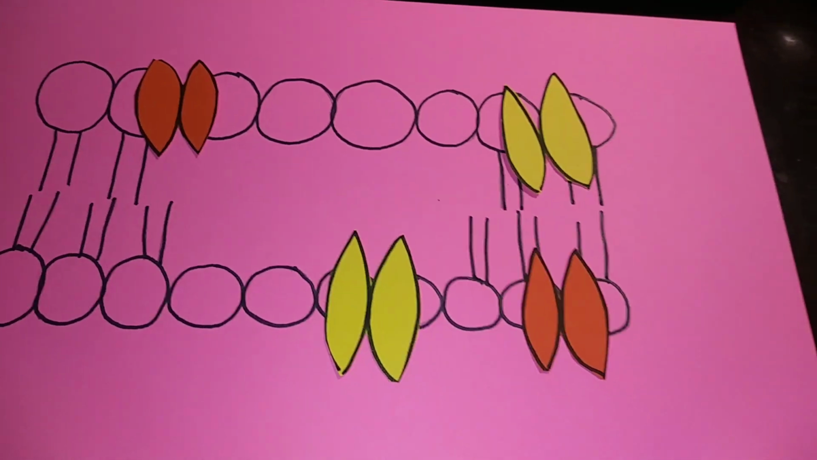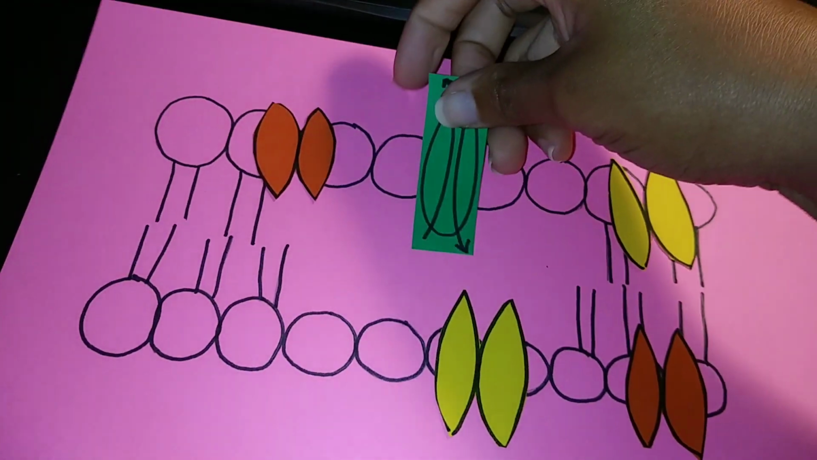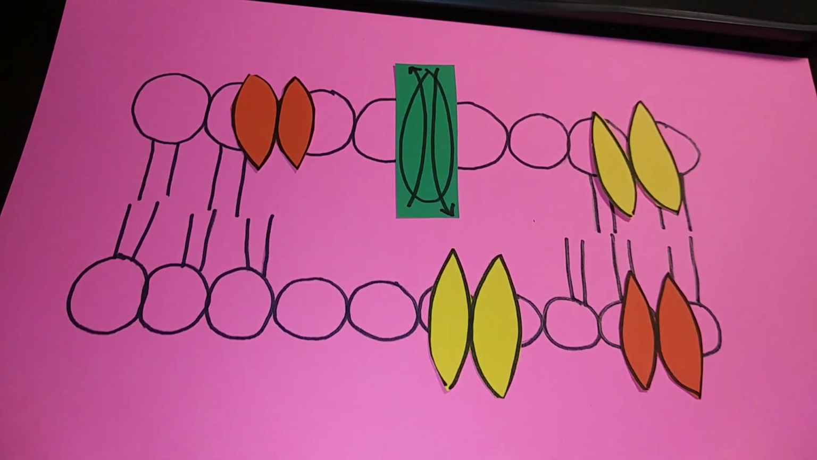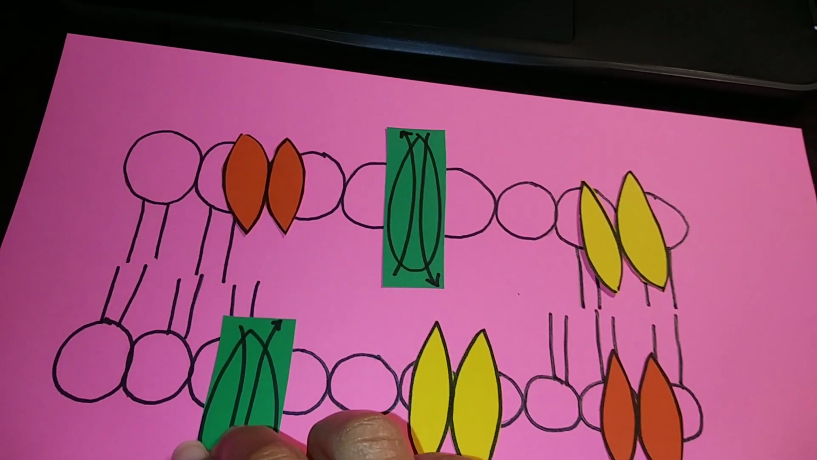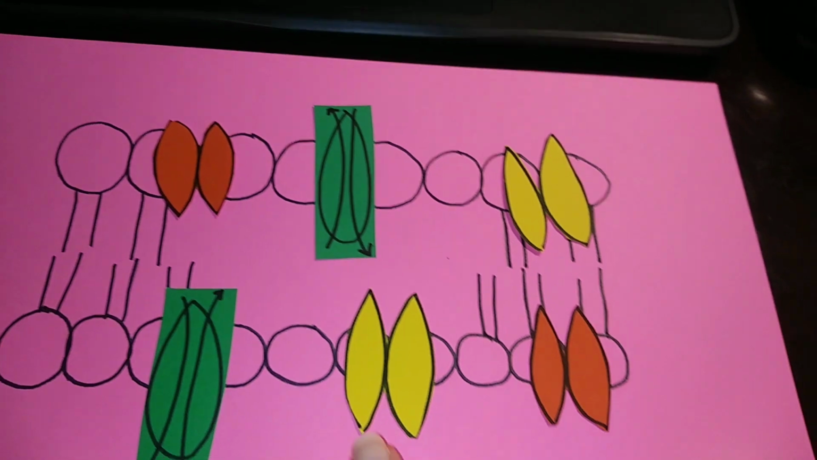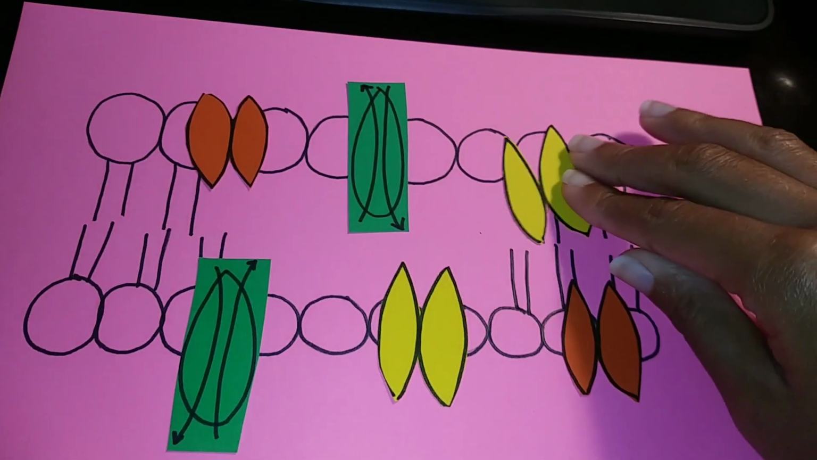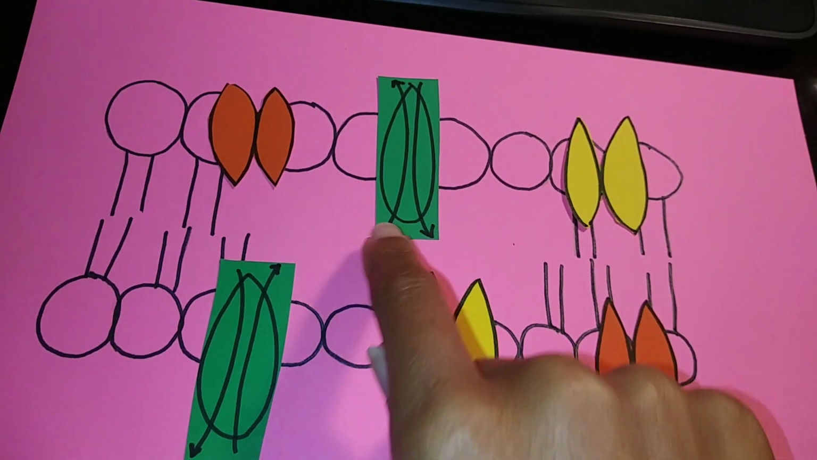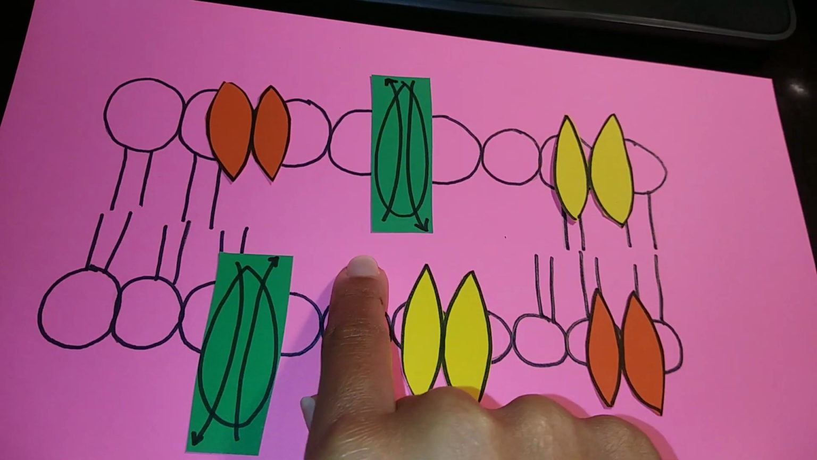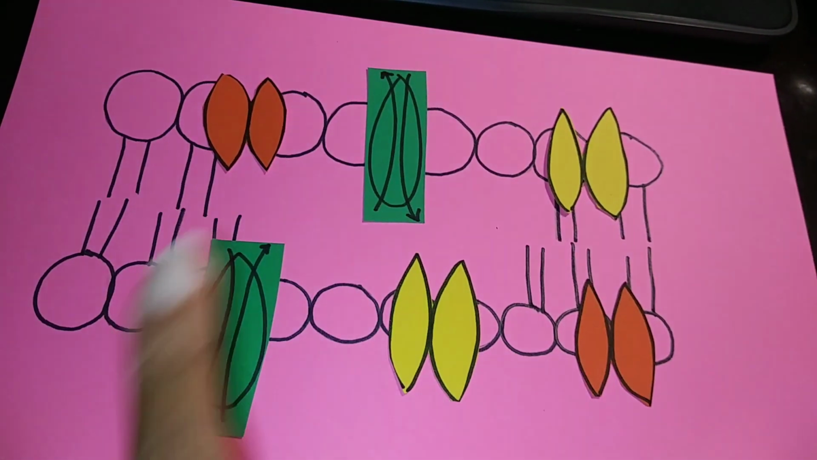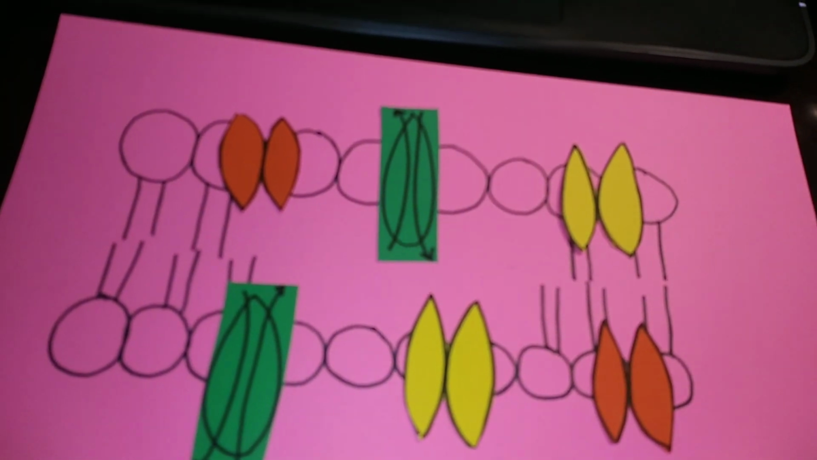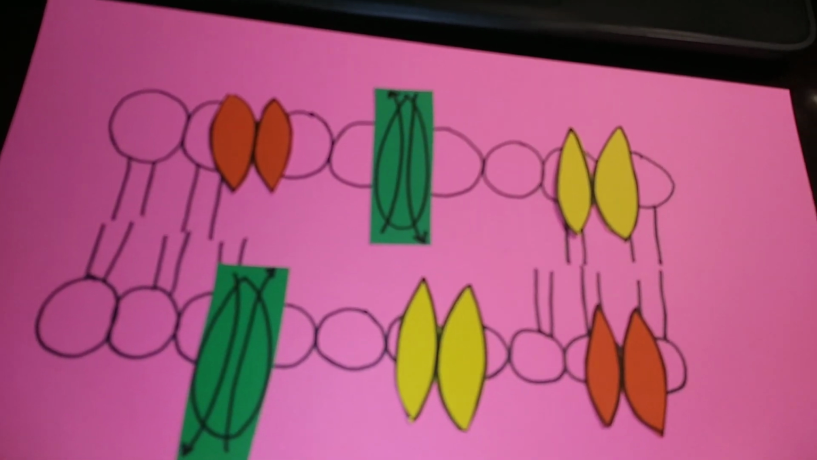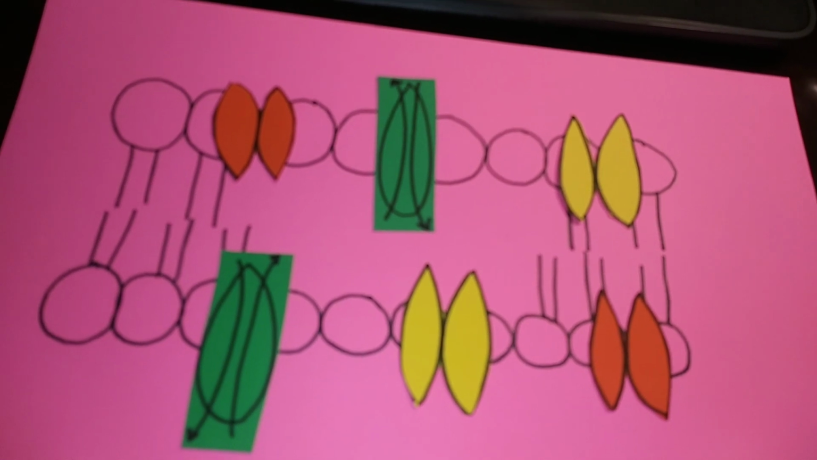Now we're going to add pumps to the membrane so that when they have to travel back and forth, they don't have to keep constantly using this same channel. So when these channels are universal, Na plus and K plus can travel through these pumps right here.